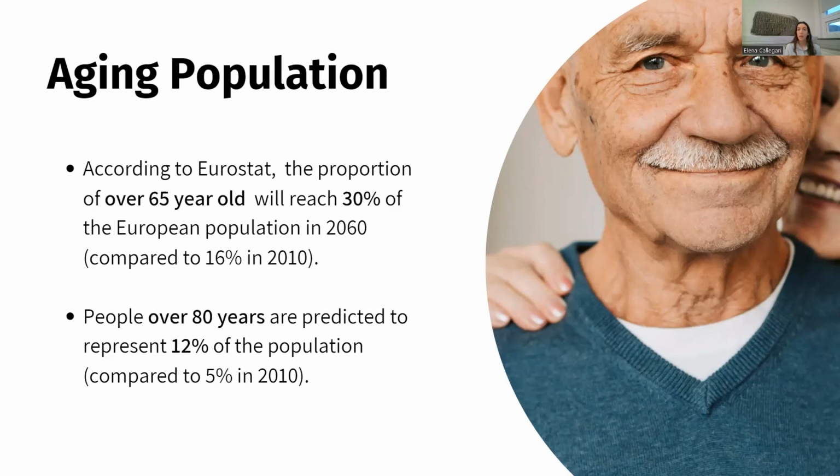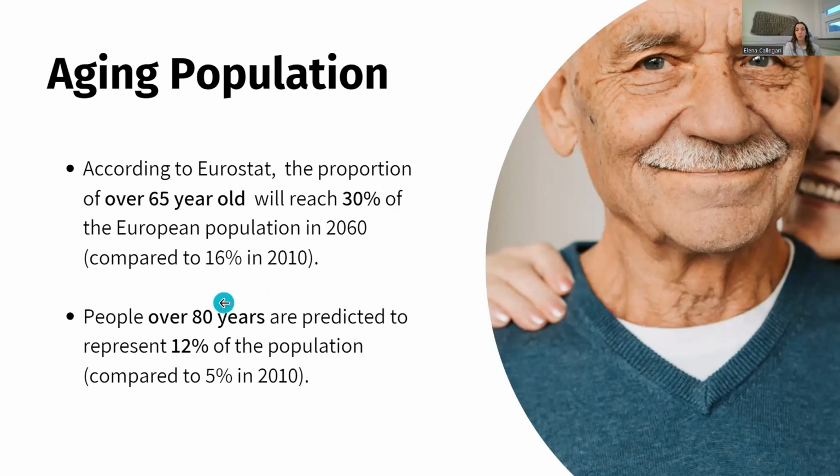So if we look at estimates from Eurostat, for example, the proportion of individuals that are over 75 years of age is going to be reaching 30% of the population in Europe in 2060. And if you compare to what we had in 2010, when it was just 16%, that is almost double what we had just 10 years ago. So the number of older people is going to become higher, which means that the number of people suffering from pathologies that are associated with old age is going to become higher.